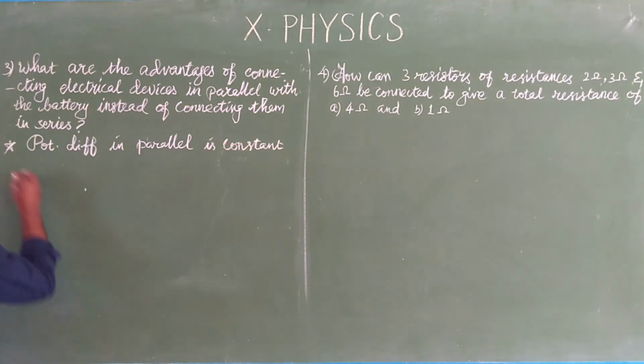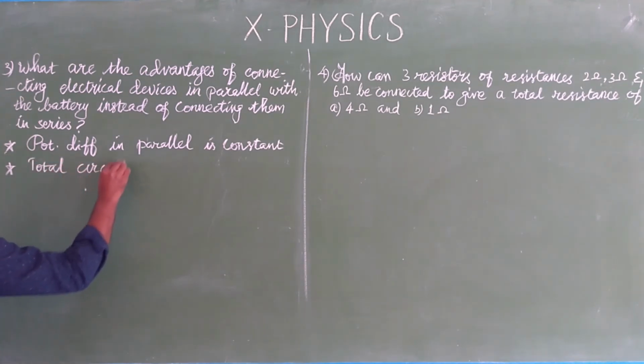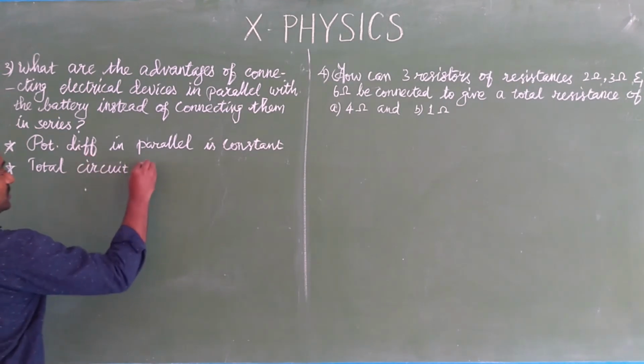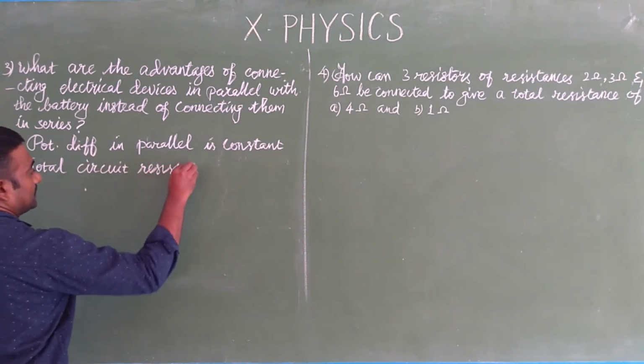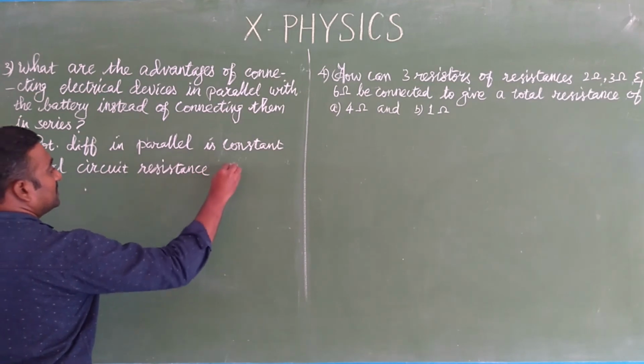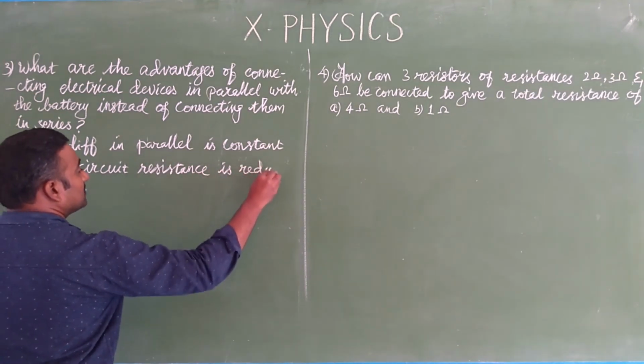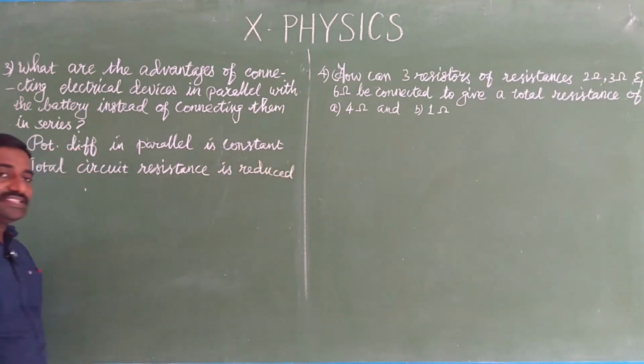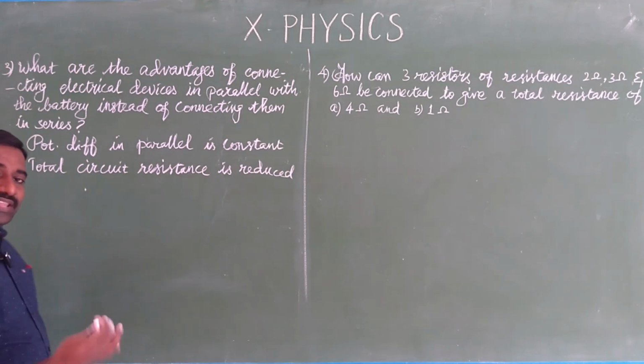Moreover, the total circuit resistance is reduced. Already we have discussed in parallel combinations that it will be less than the least of the individual values. And then if one circuit breaks in parallel combination, others will work.